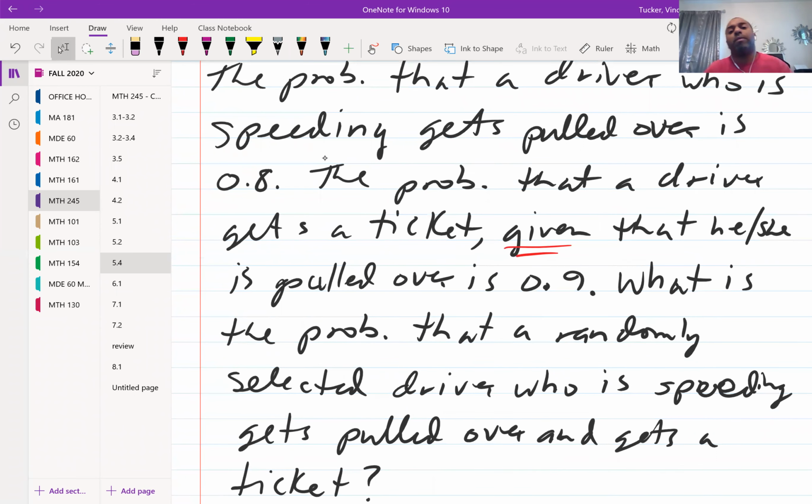So look at this first one. The probability that a driver who is speeding gets pulled over is 0.8. The probability that a driver gets a ticket given that he or she is pulled over is 0.9. What is the probability that a randomly selected driver who is speeding gets pulled over and gets a ticket? I'll give you a chance to write.